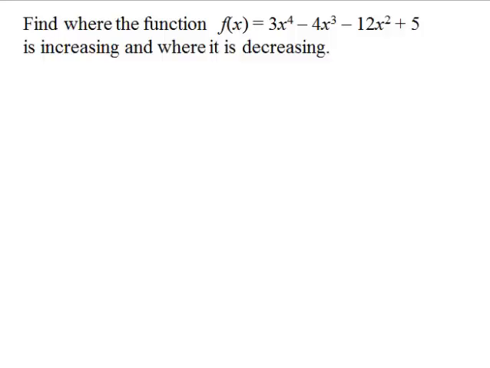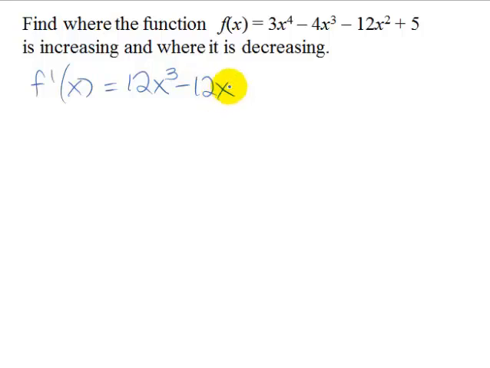Find where the function f of x equals 3x to the fourth minus 4x to the third minus 12x squared plus 5 is increasing and where it's decreasing. Well, the first derivative tells us that information, so let's go ahead and find a derivative. It's going to be 12x to the third minus 12x to the second minus 24x.